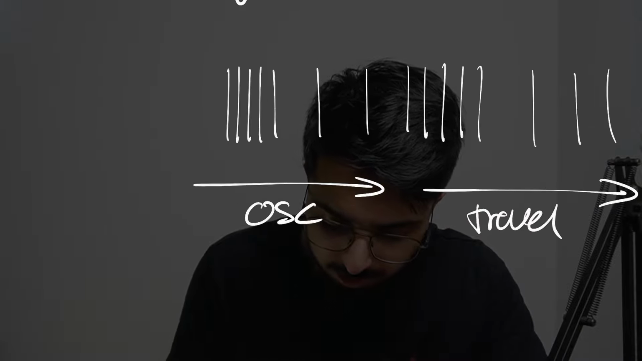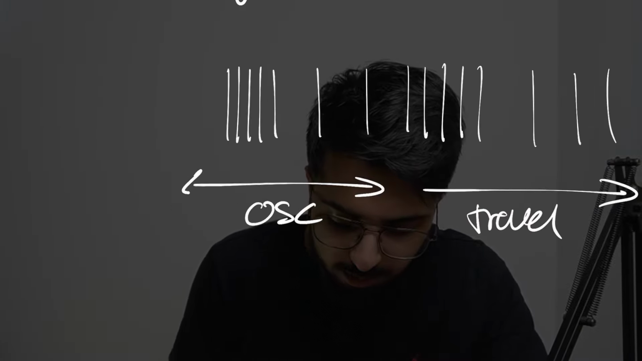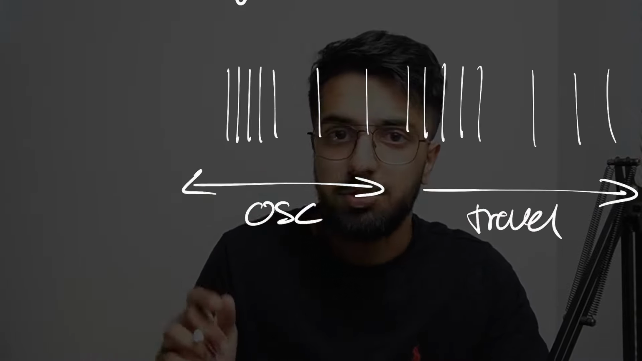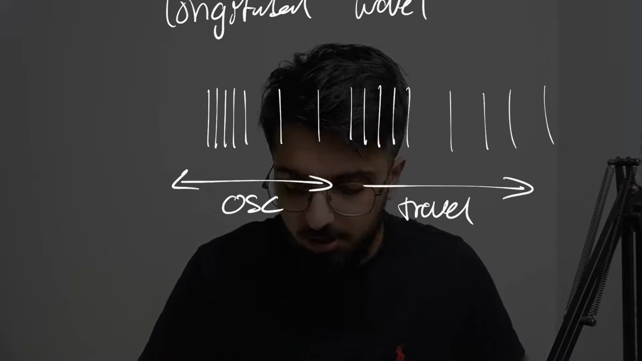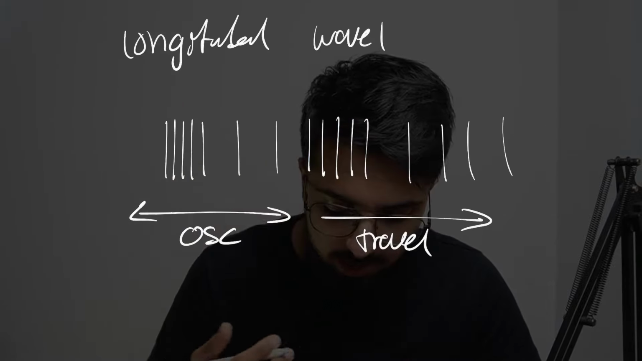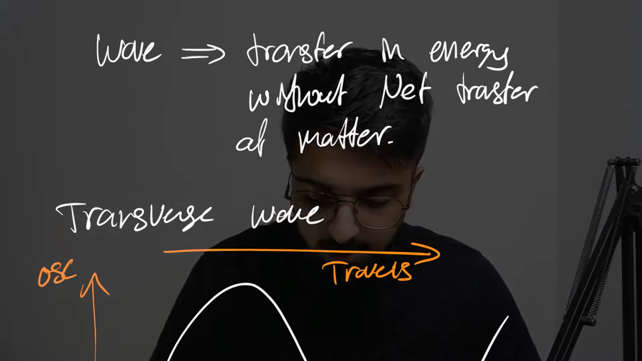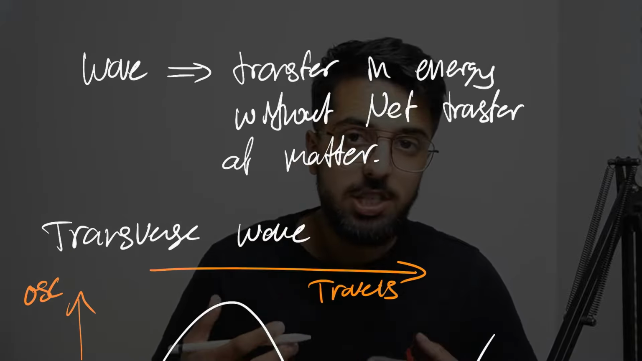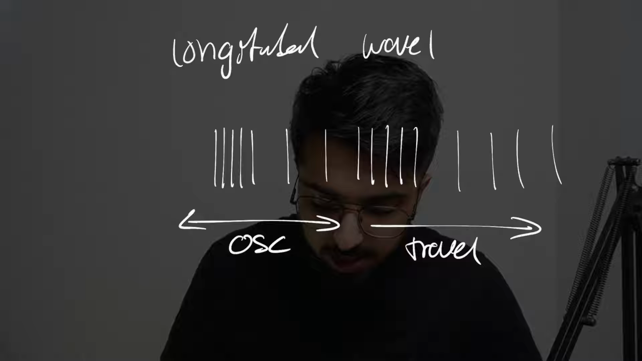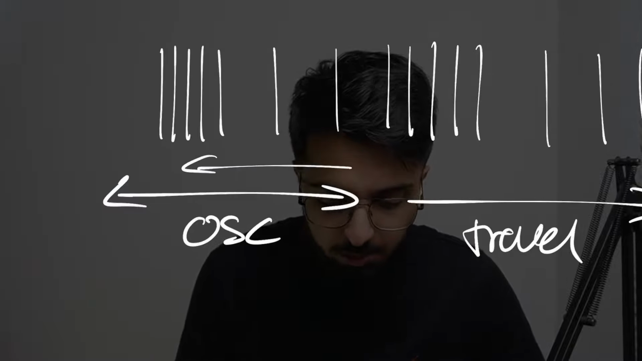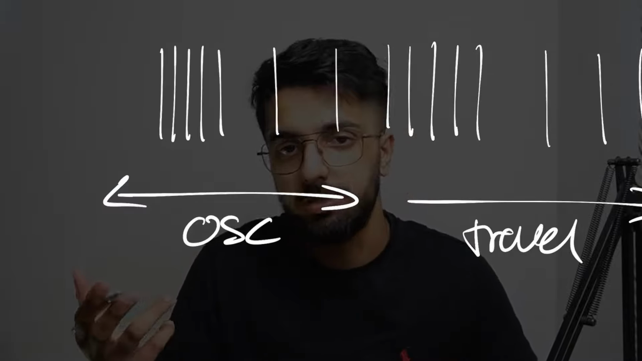And just to clear this up, this oscillation arrow should have both arrow tips, all right? Because the oscillation is going like this. And that again is due to the fact that waves transfer energy and not matter. So if the oscillation didn't go back to where it started, it would transfer matter, right?